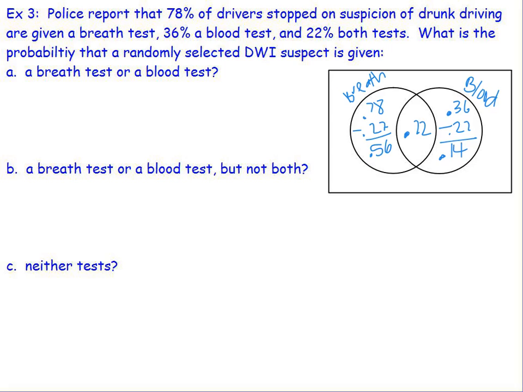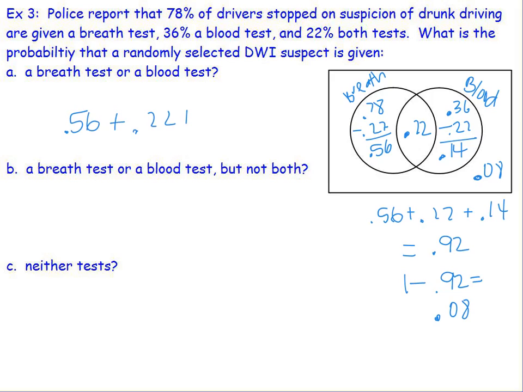So hopefully you had those numbers right. When you add up those three, 56 and 22 and 14, you get 92. And the leftover, if you subtract from 100, is 8%. So hopefully you had the Venn diagram right. Let's see if you answered the questions correctly. So a breath or a blood test was when you added up the three pieces. That should have been the 0.56, the 0.22, and the 0.14, which was the 0.92. So hopefully you had that right.